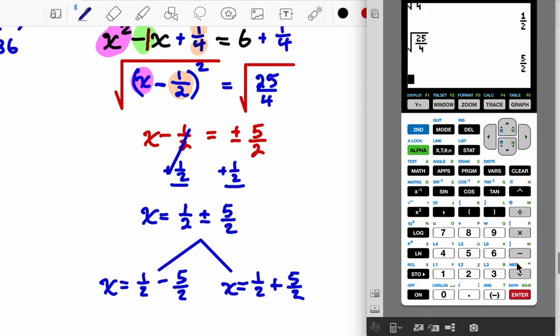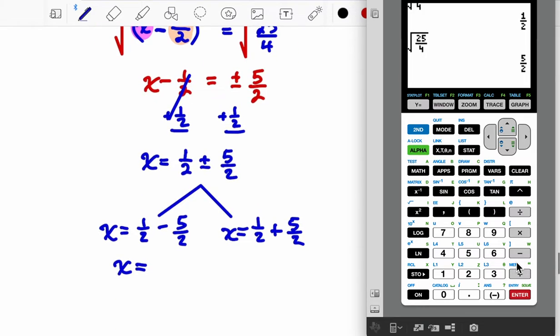Now that part, because it has a common denominator, should be pretty easy to do in your head. 1 minus 5 is -4, divided by 2 is -2. But you could also combine into one fraction, 1 minus 5, you get -4/2, which is -2. So that's one solution.